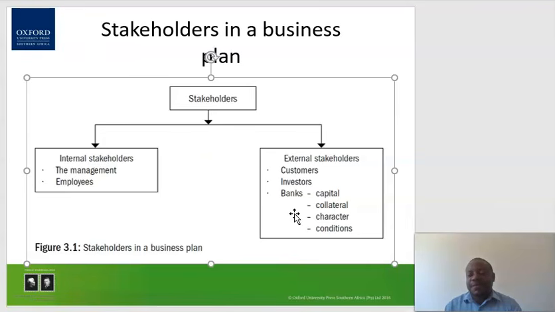Then character: your character as a person who wants to borrow, or the character of the company or business that wants to borrow. Do you have a history of borrowing? And wherever you borrowed, did you pay back? Or are you that kind of person or business that only remembers when you want to borrow, but when you need to pay back, you forget? There are certain people who have a bad credit record, a negative credit history. So whenever you want to borrow, be it for business purposes or for personal use, banks will always find a reason not to lend you money because of your character.